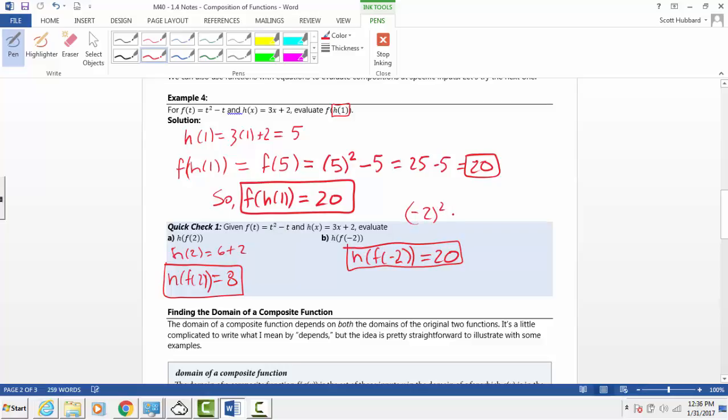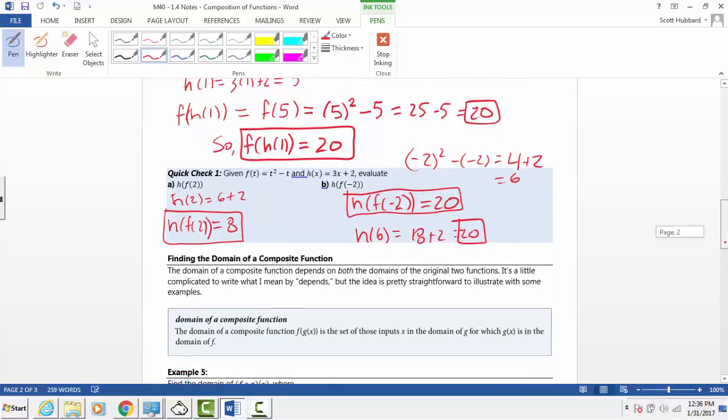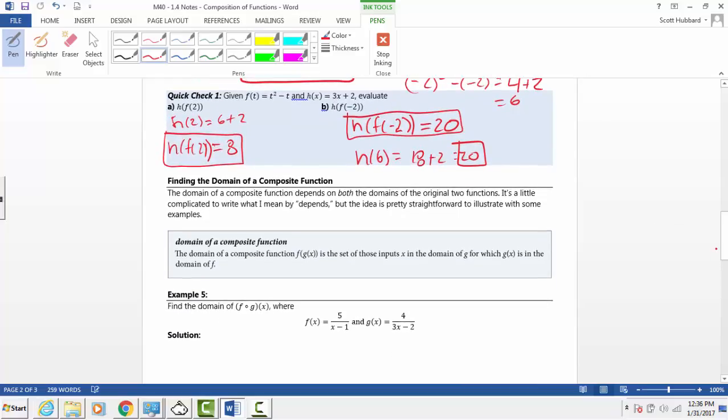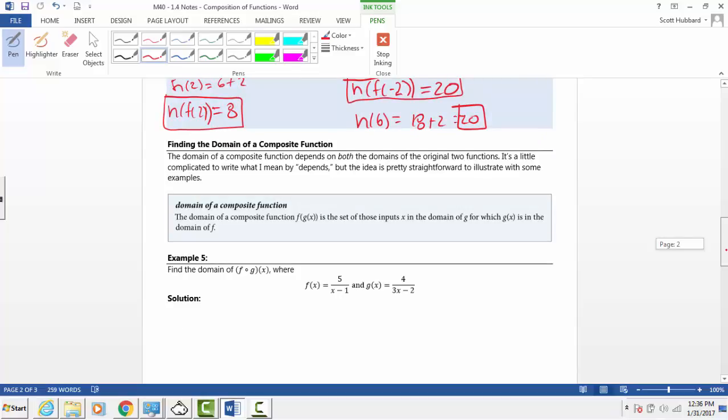And vice versa, if you go the other way, negative 2, that's going to be negative 2 squared, which is positive 4. So negative 2 squared minus a negative 2 is equal to 4 plus 2, which is equal to 6. And so I just plugged in h of 6, which is going to be 18 plus 2, which is 20. So that's why I got 20 there. Okay, hopefully you guys got the same thing. If you didn't get the same thing, maybe just check your work and see how I did it, okay?